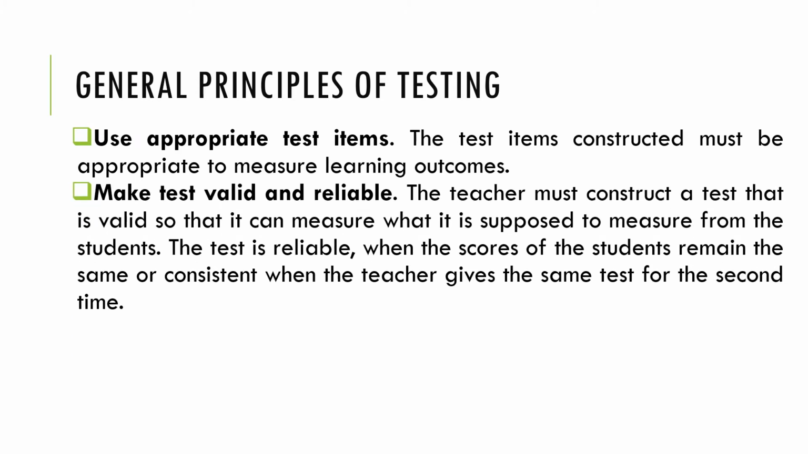The fourth one is make test valid and reliable. So for this particular discussion, we have a little glimpse of what is really valid, what is the definition of valid, and what is the definition of reliable. So the teacher must construct a test that is valid so that it can measure what it is supposed to measure from the student. So what does it mean, or when can we say that a test is valid?